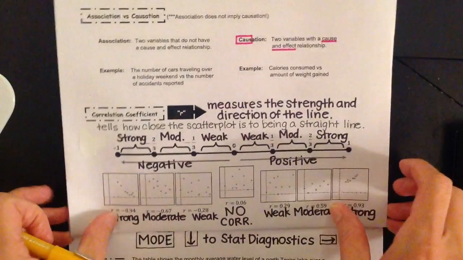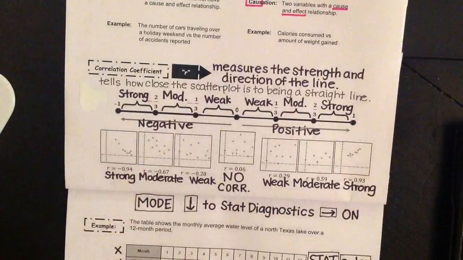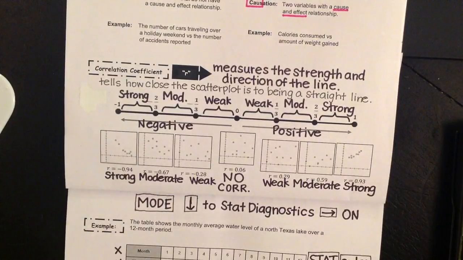So now we're going to look at the correlation coefficient. That's that R value. It basically is just measuring the strength and the direction of your line. It tells how close your scatter plot is to being in a straight line. And we want everything to be in a straight line, but as we know, in a perfect world, when we take data, not always is the data going to be in a perfect straight line.